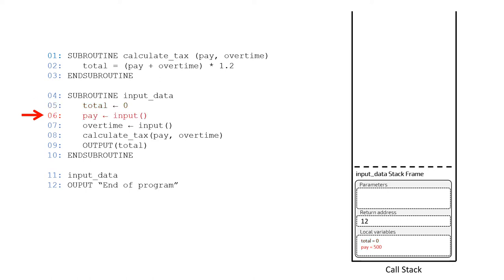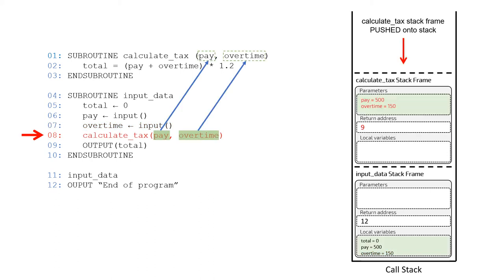We then ask the user for some input and we ask them for some pay information. And they've typed in 500 here. So you can see the local variable pay has been set to 500 inside the input_data stack frame. We do the same thing for overtime and get 150. We then hit another call to a subroutine, this time calculate_tax, and we're going to pass in the values of pay and overtime. So look what's happened here. We've pushed onto the top of the stack a new stack frame for calculate_tax.